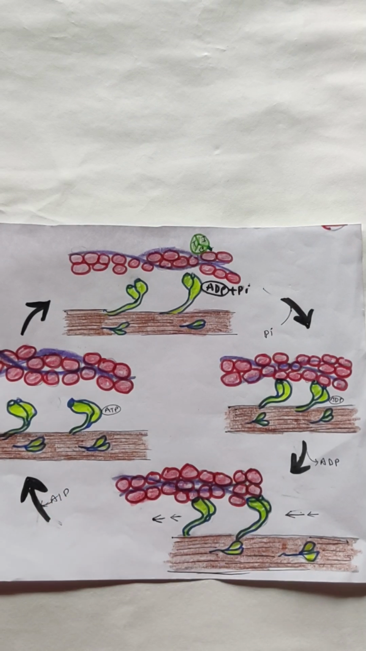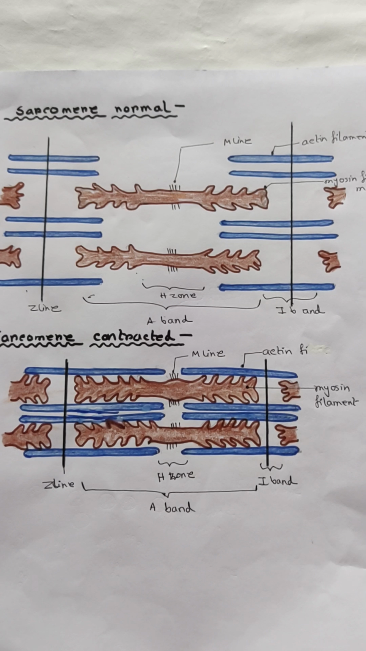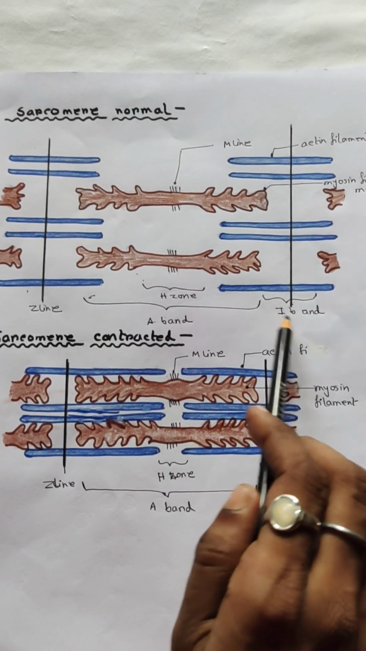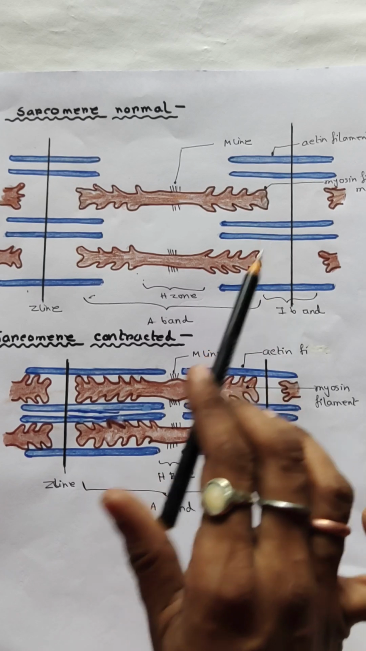Okay. And this combined effect of power strokes causes the muscle to contract. This causes the shortening of the myofibrils, called contraction. The shortening of all the myofibrils decreases the length of the whole muscle. Look at this picture. This is the normal sarcomere. This is the Z line. The lengths are normal for all bands.